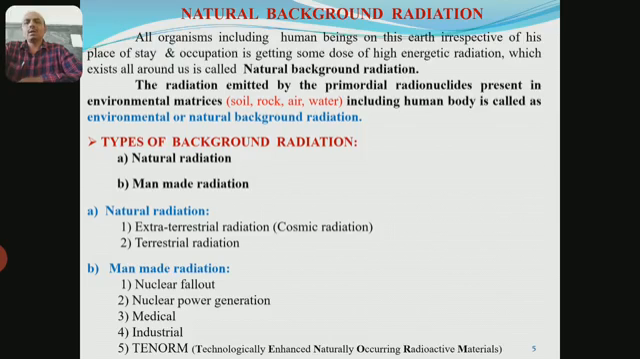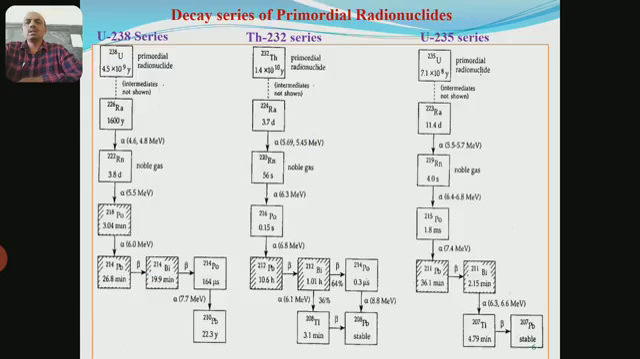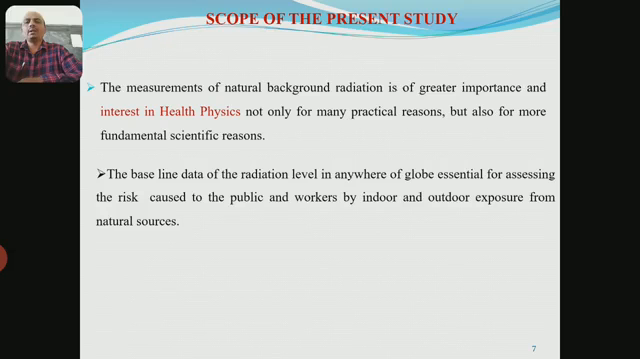In the natural radiations, we have extraterrestrial and terrestrial. In the man-made, we have nuclear fuel, nuclear power generation, medicine, industry, etc. This is the decay series of primordial radionuclides of uranium, thorium, and actinium series.